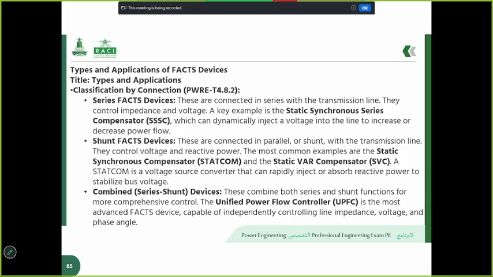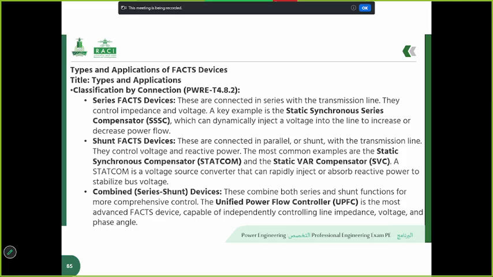Their main function is to control the effective impedance of the line, which directly influences the amount of power that can be transferred. They can inject a voltage that is in quadrature, 90 degrees, with the line current, effectively increasing or decreasing the apparent impedance and thereby controlling the power flow.